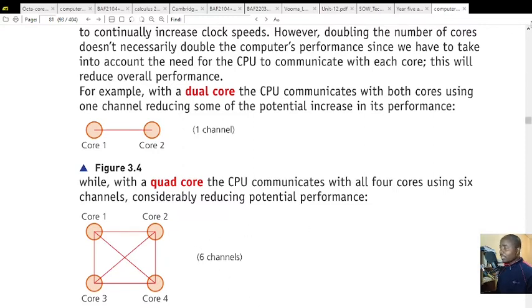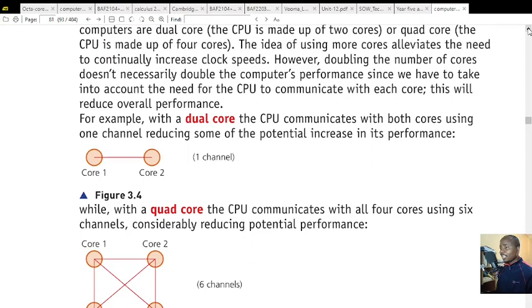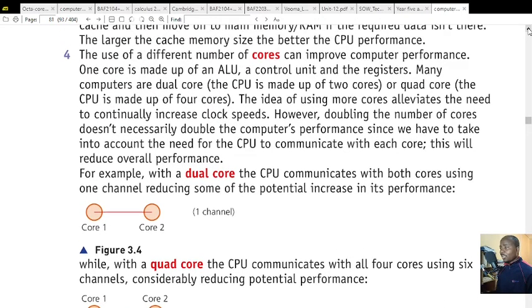There is one thing we need to understand here: one core is made up of what I mentioned earlier, the arithmetic logic unit, the control unit, and the registers. Many computers have dual core currently. We also have the ones that have 4 cores, which we call quad core, and the octa core, which has 8 cores.